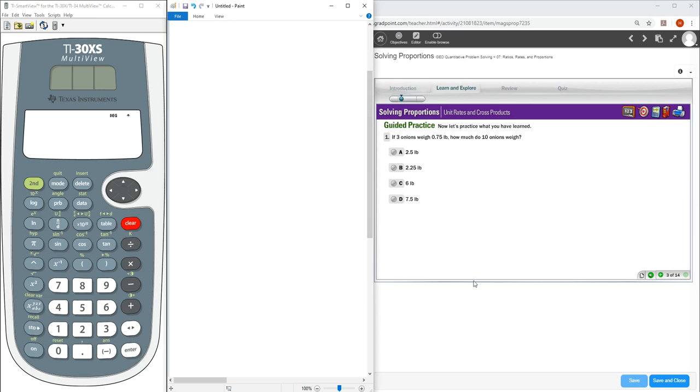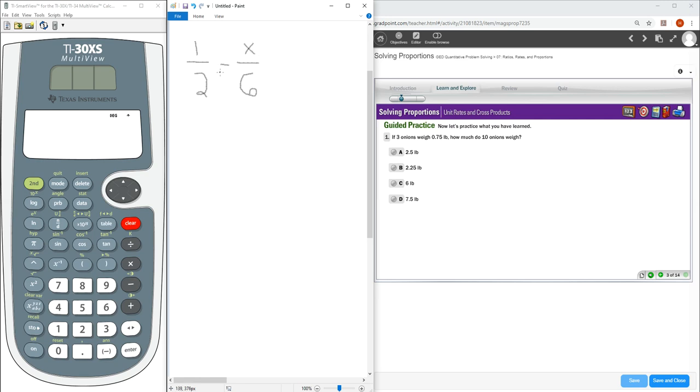So let's see here. If 3 onions weigh 0.75 pounds, how much do 10 onions weigh? Well, first let's illustrate an example of cross multiplication using simpler figures. Let's say we know 1/2, and we all understand a half. So we have the fraction 1/2, but what we don't know is how many sixths 1/2 equals.